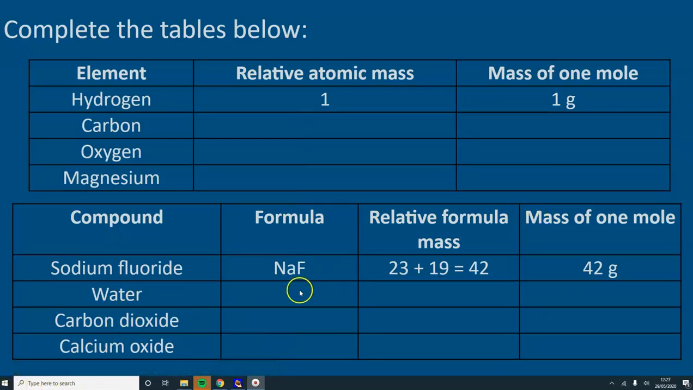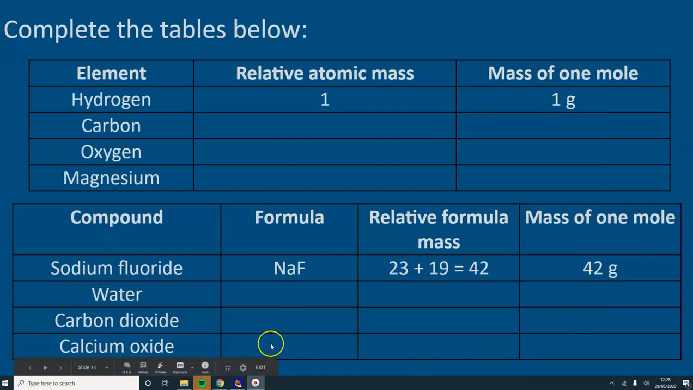So water, formula H2O, relative formula mass 2 times 1 plus 16, which equals 18. Mass of 1 mole, 18 grams. Carbon dioxide, CO2, relative formula mass 12 plus 2 times 16, which is 44. So the mass of 1 mole, 44 grams.